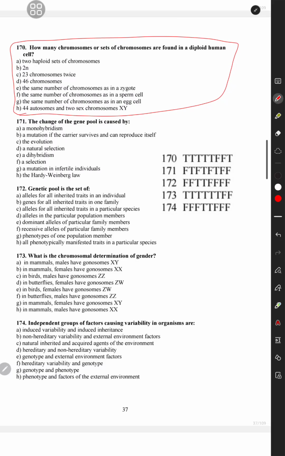The change of the gene pool is caused by monohybridism. Mutation if the carrier survives and can reproduce itself. Evolution, natural selection. And 71. False true, false true, false true. A selection. A natural selection, a selection. Jack Astral हो या ना हो.